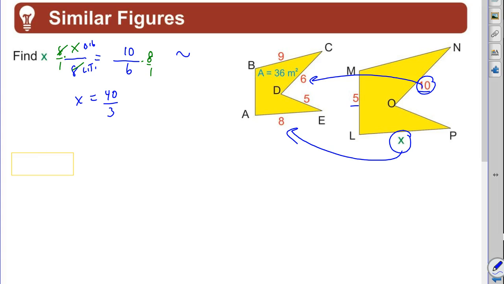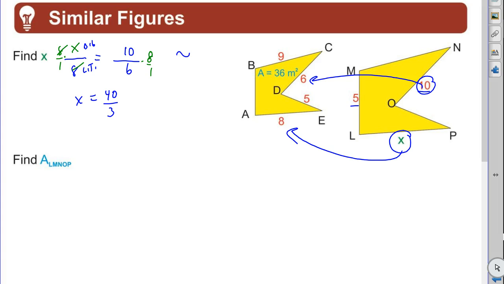You say it's not a whole number. It's okay, it doesn't have to be. It's something like 13.3. Okay, sounds good, makes sense to me. All right, let's deal with one other aspect, and that's the aspect of area.